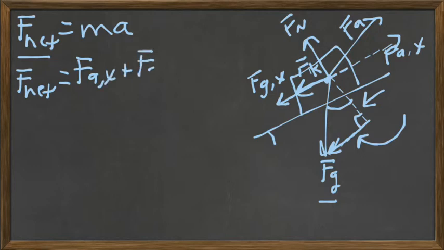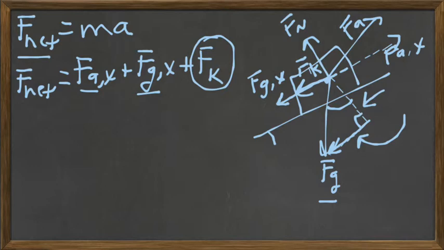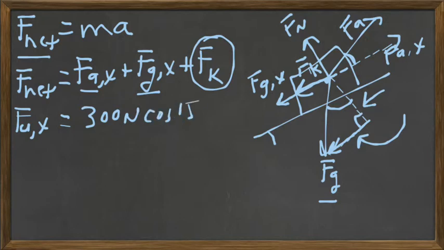I have the force of gravity, or the weight of the object, that's oriented along the incline. And I have the force of friction. We just solved for the force of friction in the previous example. Now we have to get to these two. The force applied in the x direction is the adjacent side of my known angle, which was 15 degrees, so I have 300 newtons cosine of 15 degrees, and that wound up being 290 newtons.